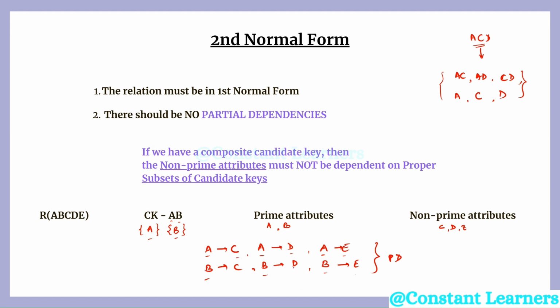The non-prime attributes must not be dependent on the proper subsets of the candidate key, right? When they are not dependent, when there are no partial dependencies, and when there is no partial dependency and the relation is in first normal form, then the relation is also in second normal form, right?